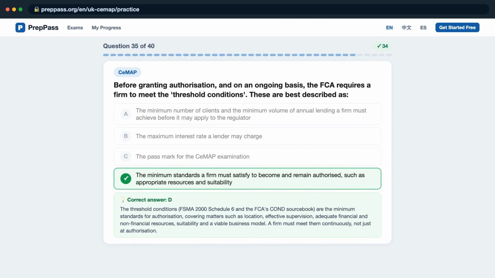The correct answer is D. The threshold conditions, FSMA 2000 Schedule 6 and the FCA's COND sourcebook, are the minimum standards for authorization, covering matters such as location, effective supervision, adequate financial and non-financial resources, suitability, and a viable business model. A firm must meet them continuously, not just at authorization.